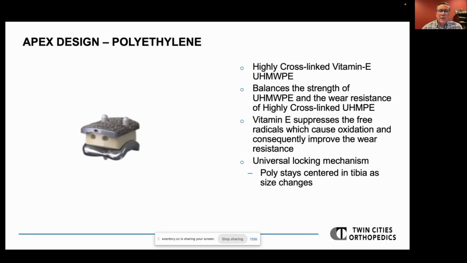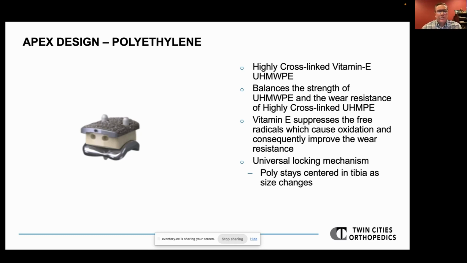Those of us who do a lot of total ankles hope for the day when our biggest problem is poly wear. I think we're still at a point where we have some other challenges that we're working on, to make sure that we get that initial good stability, and hopefully we get to a point where what we worry about most is the bearing surface, and that's the biggest challenge we have to face. But certainly having a modern polyethylene is important as our implants and our surgical techniques get better and better. It has a universal locking mechanism that keeps the polyethylene centered over the talus.